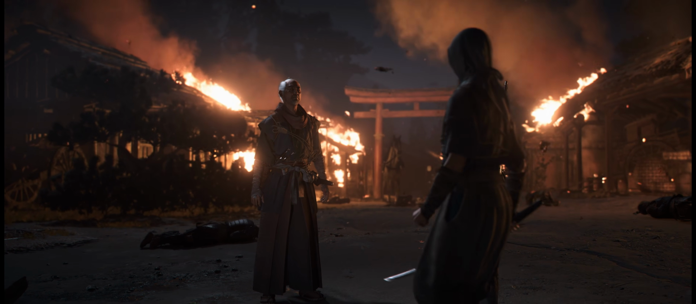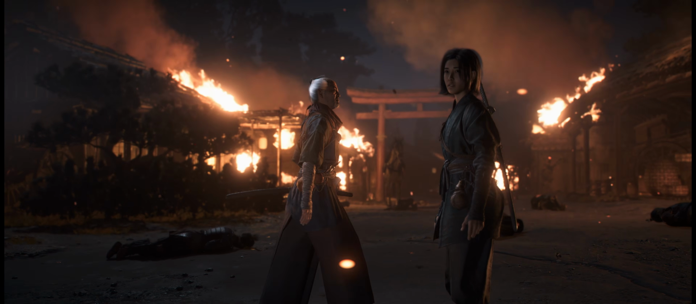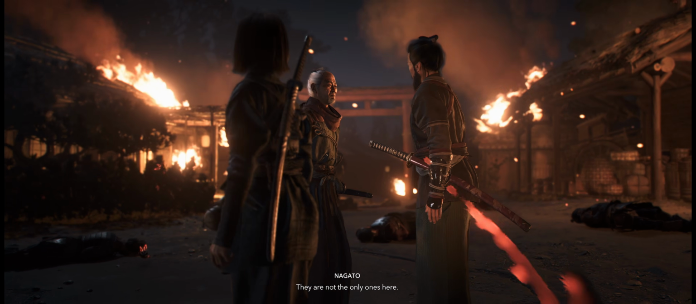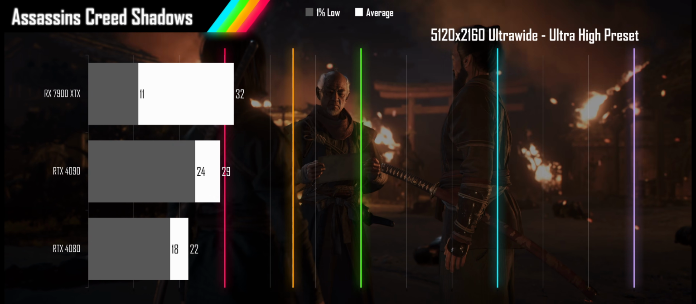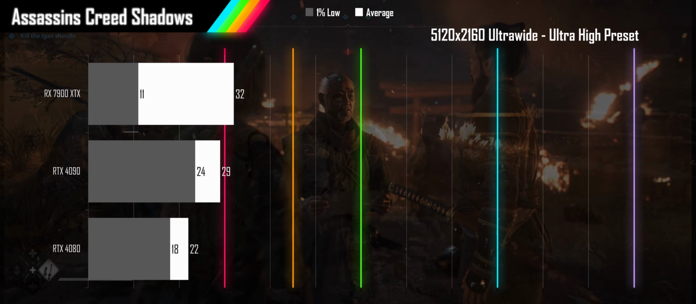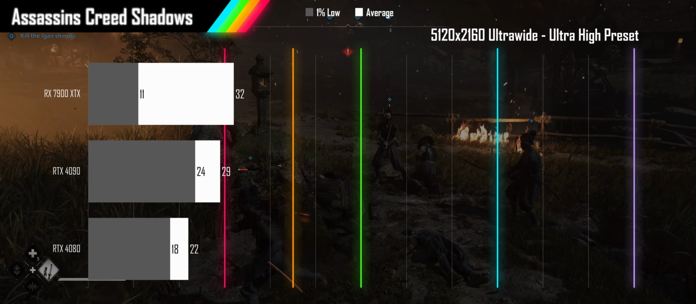Let's see how Assassin's Creed Shadows performs at the ridiculous 5120x2160p resolution. Let's start off looking at the base performance without any upscaling or frame generation. Here we are using ultra high settings with ray tracing on, as is on by default at every performance level.